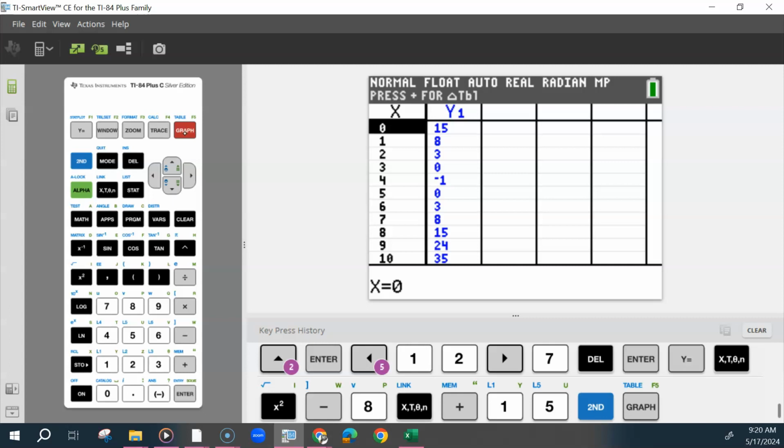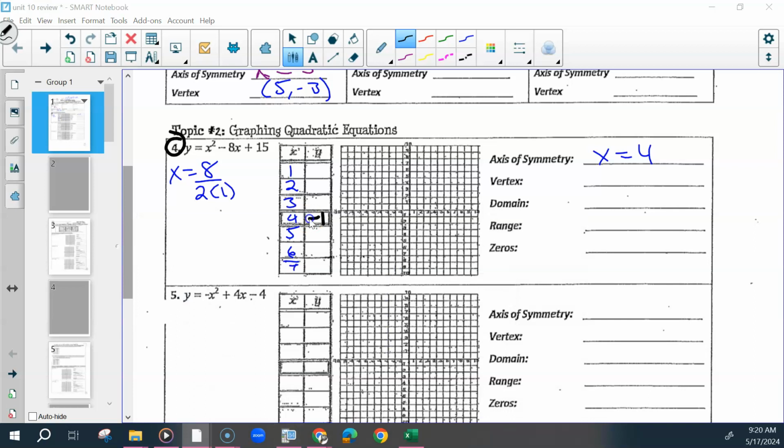Also, if you're looking for just your vertex and axis of symmetry, look at your y values and look where they repeat and find the middle. That would tell you your vertex and axis of symmetry. Fill out the rest of your table. The vertex is what? 4, negative 1. Maybe.